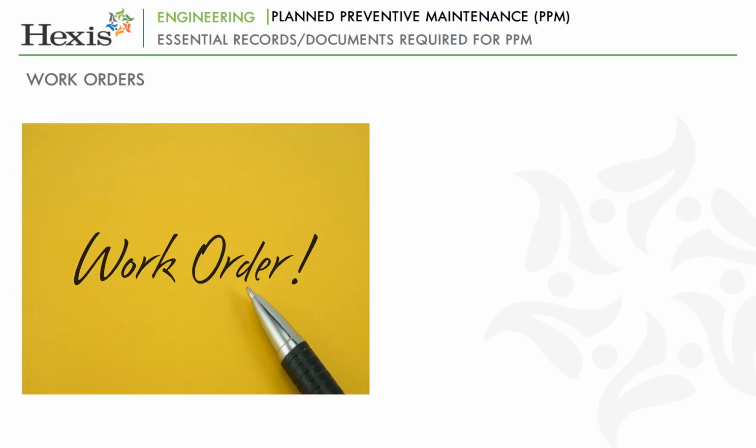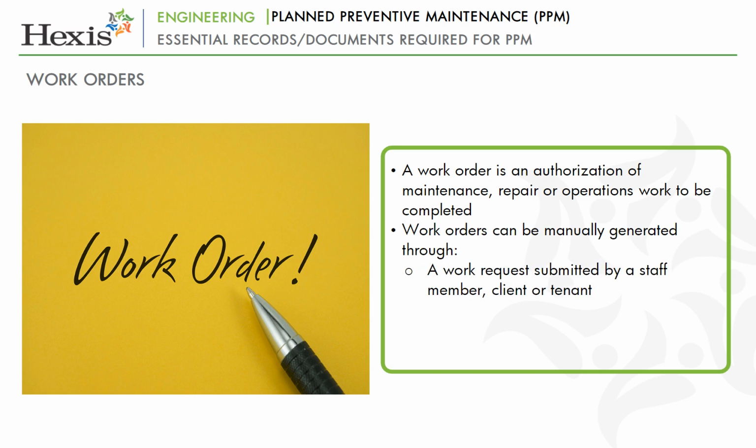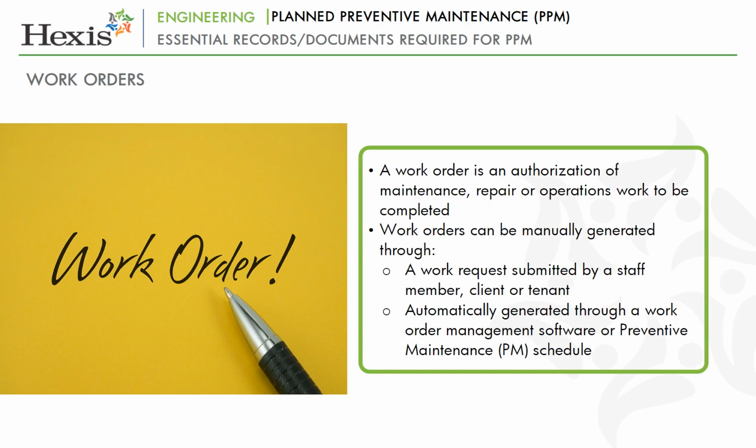Let's now learn about work orders, the third set of documents in PPM. A work order is an authorization of maintenance, repair, or operations work to be completed. Work orders can be manually generated through a work request submitted by a staff member, client, or tenant, or automatically generated through a work order management software or preventive maintenance, PM, schedule.